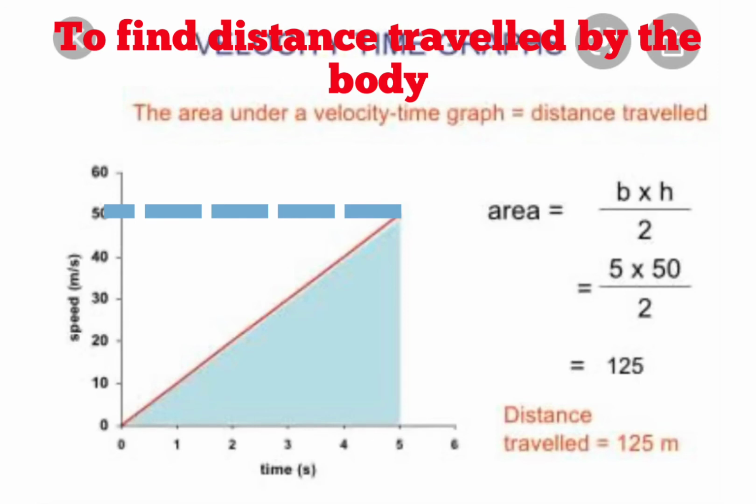What is the formula for area of rectangle? Length into breadth. So, area covered by the graph will be length into breadth by 2, or you can say breadth into height by 2. Here breadth is 5 and height is 50. So, 5 into 50 by 2, that is equal to 125. So, distance covered by the body in 5 seconds is 125 meter. This way you can find the distance travelled by the body with the help of velocity versus time graph.